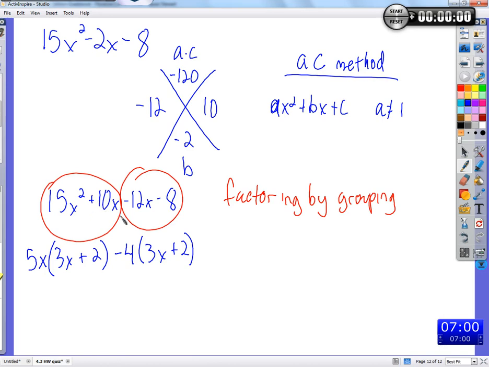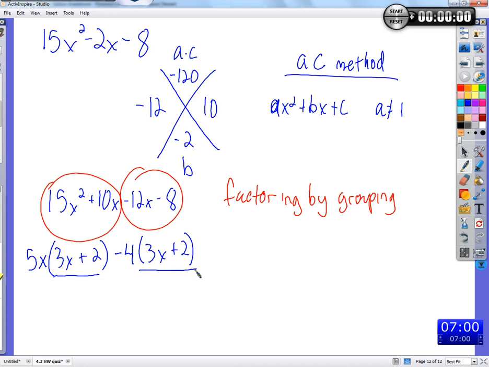15x squared plus 10x. How did we go from here to there? We factored out a common factor of 5x. If I distribute the 5x back into here, I get that, right? Yep. Okay. Now we have two terms and a common factor. 3x plus 2 is the common factor. Just like 5x was the common factor here, 3x plus 2 is a common factor between these two. Same factor, so we're going to factor it out.